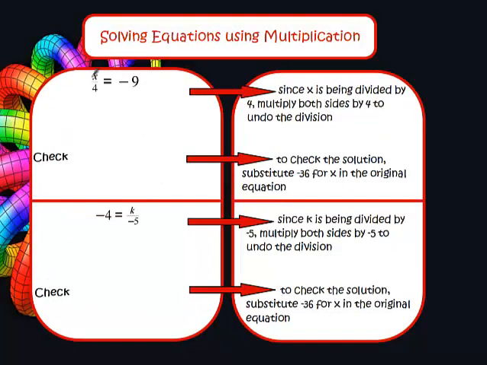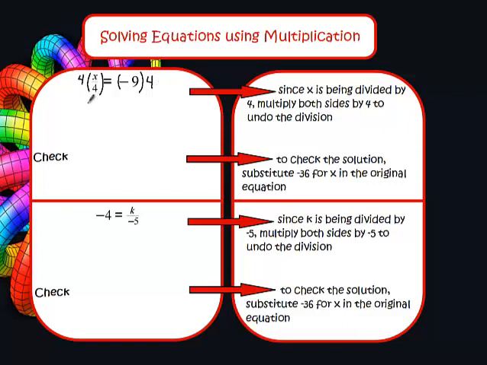Alright, so let's solve equations using multiplication now. As you see, this first equation says x divided by 4 equals negative 9. Since x is being divided by 4, we're going to want to use multiplication to undo that division. So I'm going to multiply both sides of this equation by the number 4. I like to use parentheses, so I write 4 over here, and again I put parentheses and a 4 over here. So 4 times x over 4 equals negative 9 times 4.